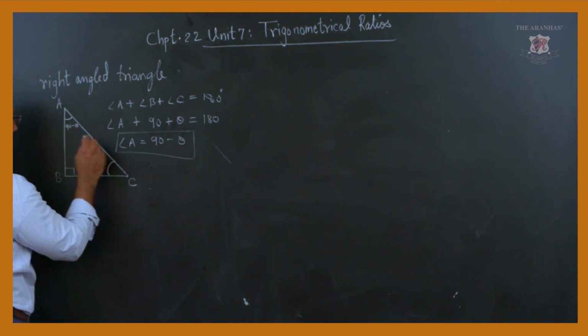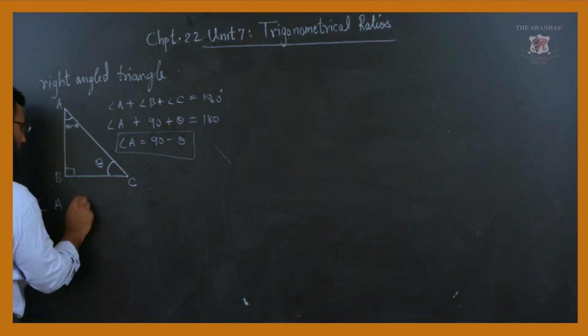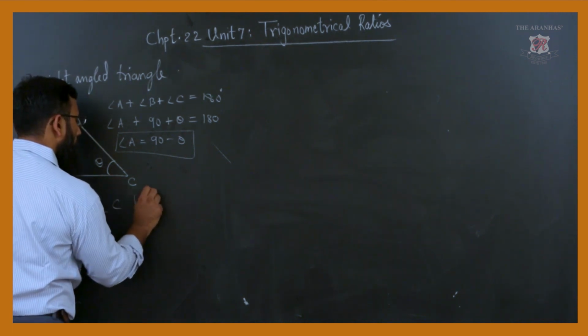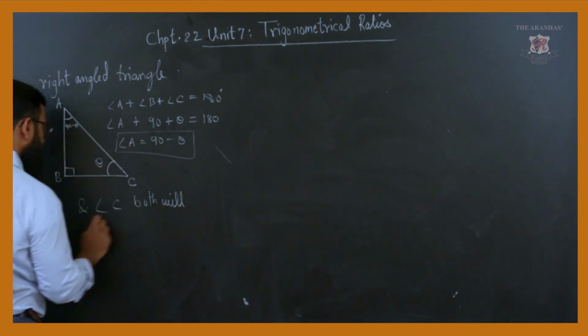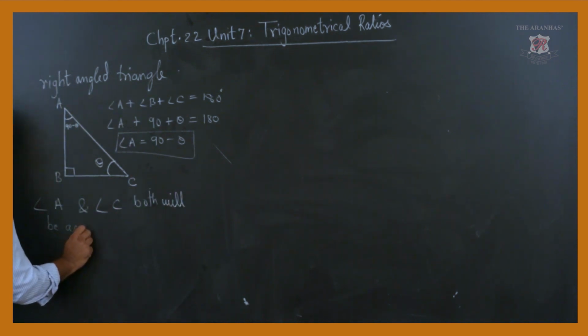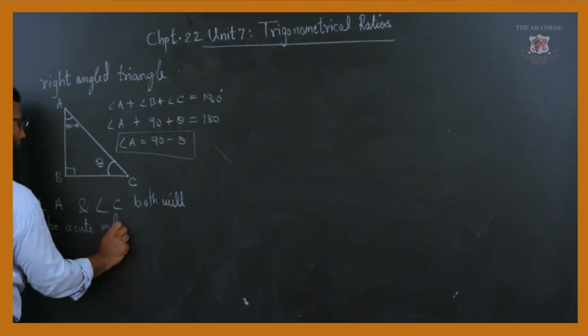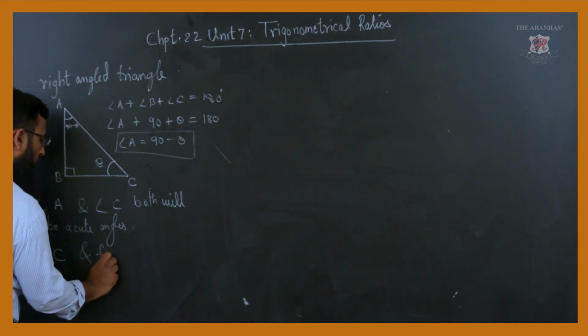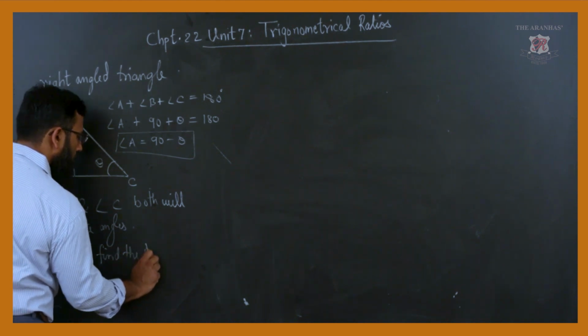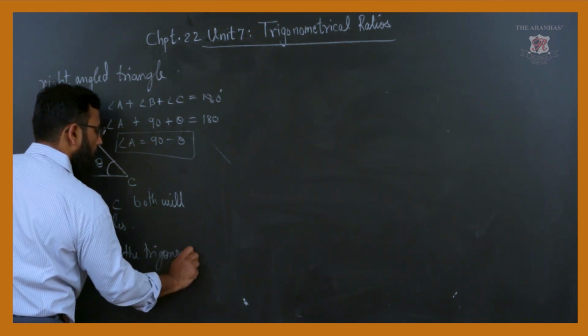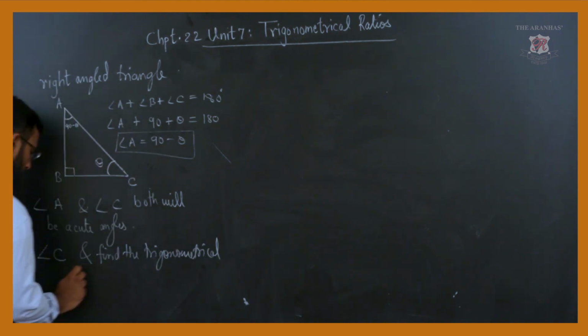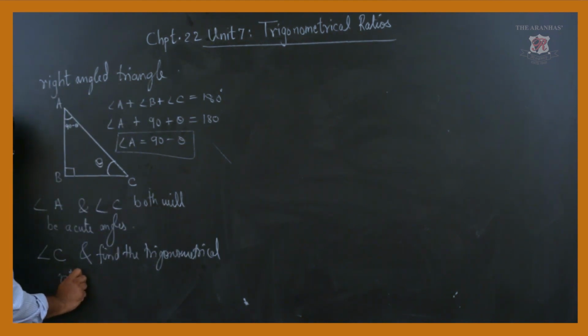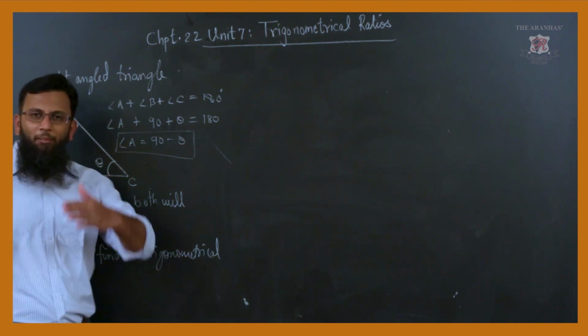And one more interesting thing, in this case angle A and angle C both will be acute angles. If I consider angle C and find the trigonometrical ratios, I will show you which are those ratios and a simple way to remember them.